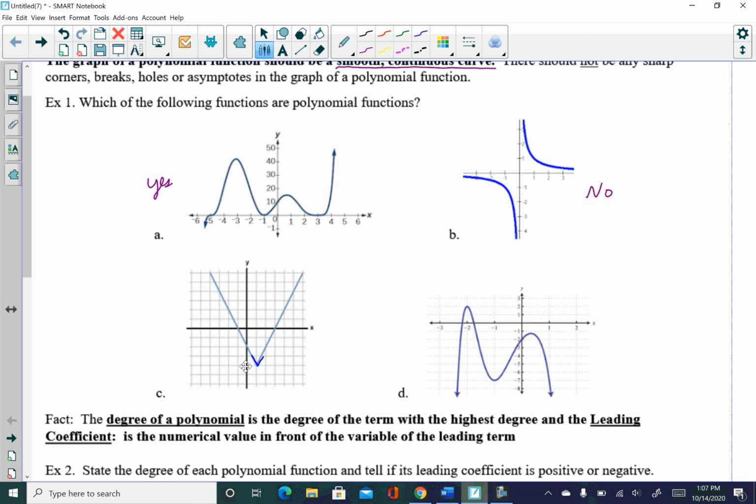And then if we look down at letter C, hopefully you recognize, well, hey, there's a problem with this graph. What does it have? It's got a sharp corner down here. This is actually the absolute value function, so it is not a polynomial function. And then lastly, if you move over to letter D, is that a polynomial function? Yes, it is. There are not any breaks or any holes or asymptotes in that graph. We can completely trace over this graph without picking up our pencil, and there aren't any sharp corners. So yes, that is a polynomial function.